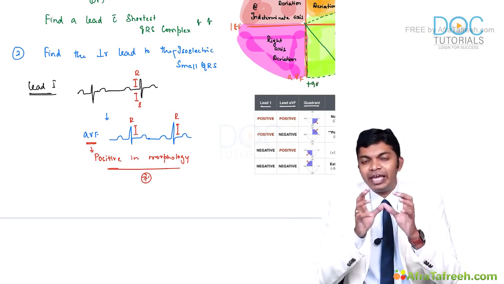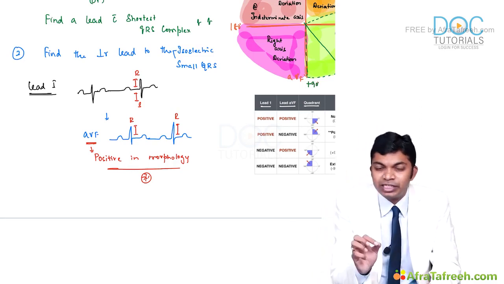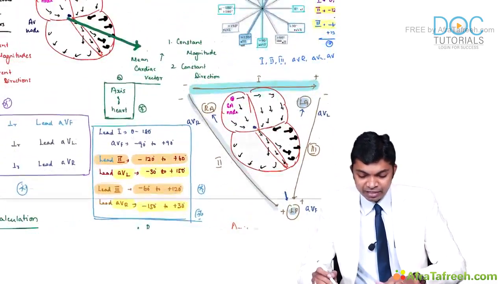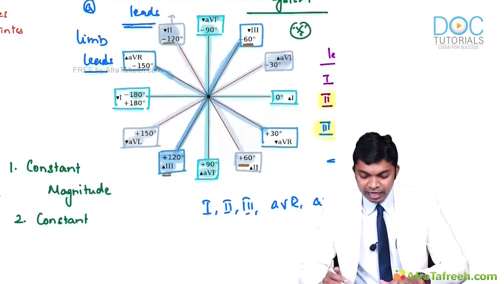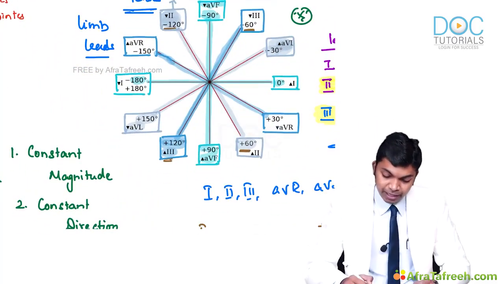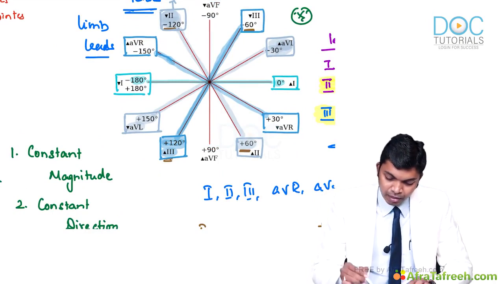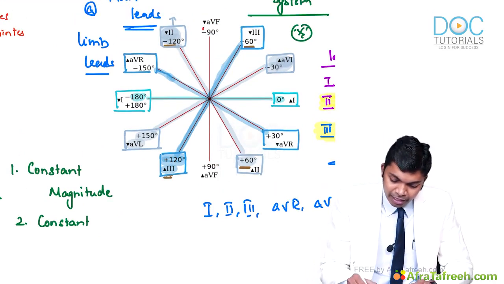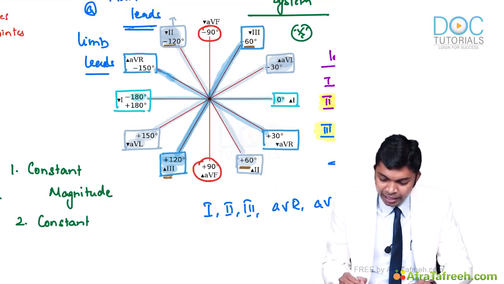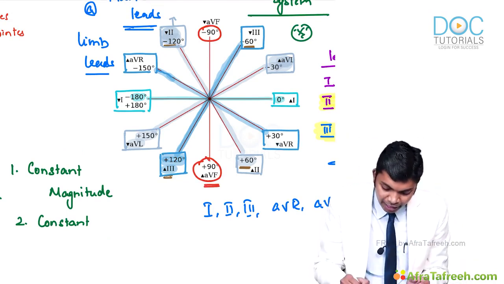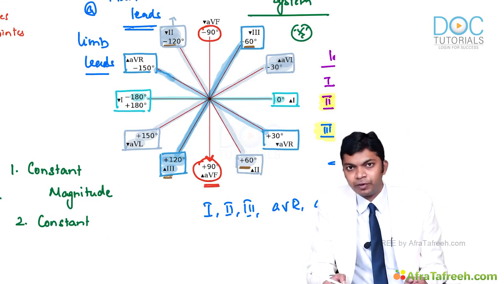We know very well AVF is the lead that looks at the left foot. So, in the hexaxial reference system, what is the left foot's position, doctors? See here, in the hexaxial reference system, if you consider lead AVF, it is constructed between minus 90 degrees and plus 90 degrees and AVF is located at the left foot, right? So, naturally the angle arrow should be oriented towards the left foot.